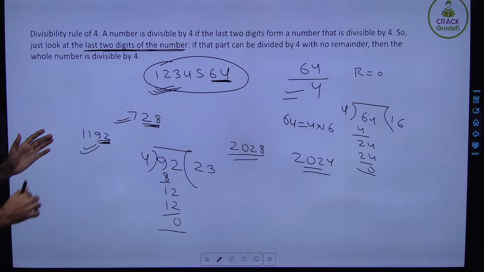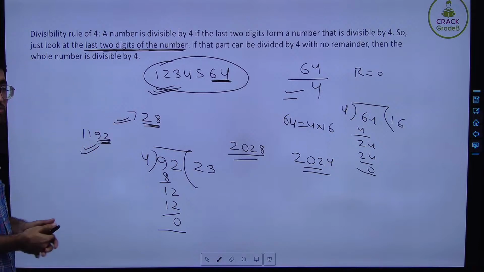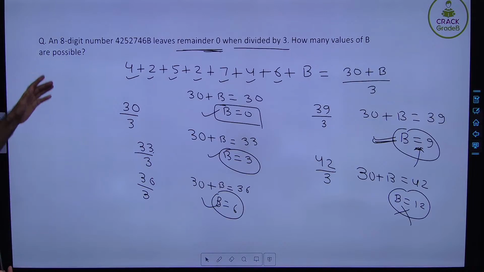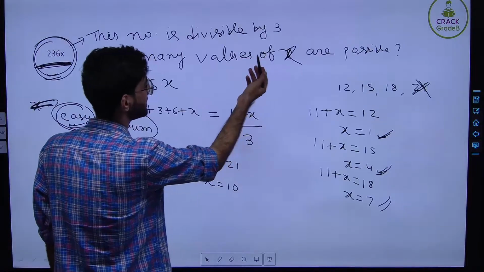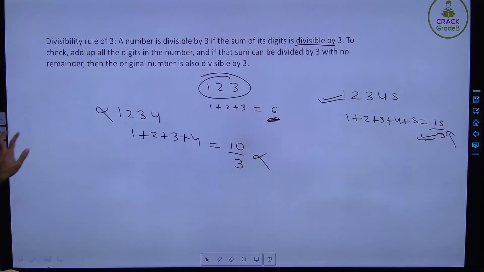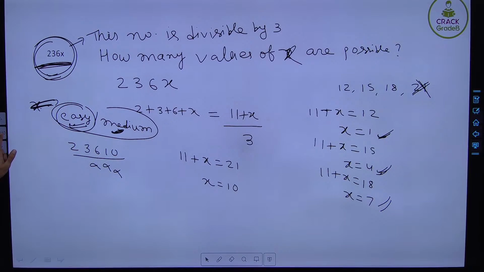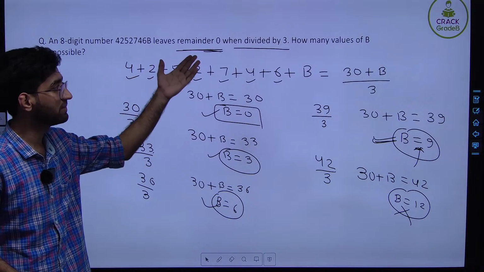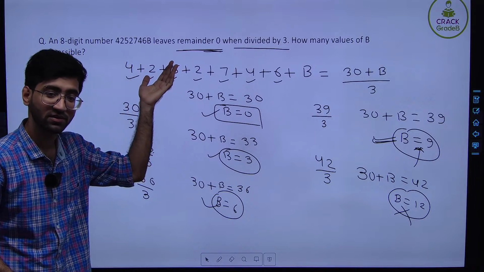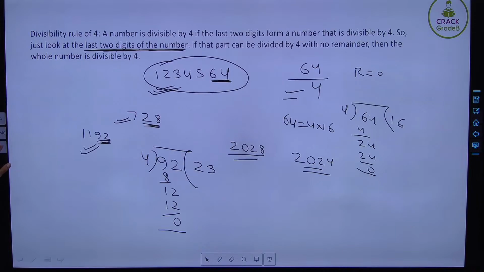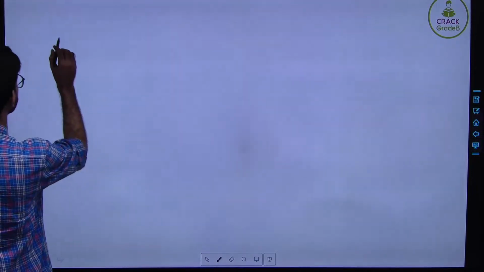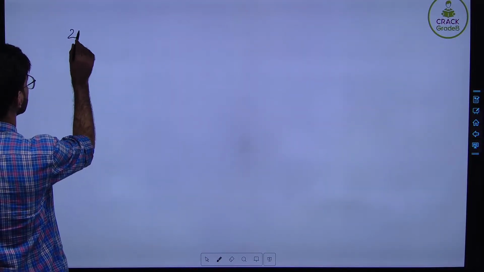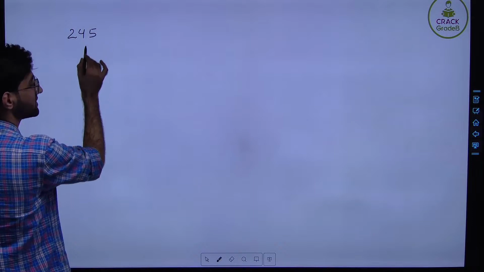See, we can again set questions on this concept. If it has been asked with division by 3, maybe they will ask this question next in the form that there is an 8-digit number, they will give you some number, that leaves remainder 0 when divided by 4, right? Okay, let us take a simple question.